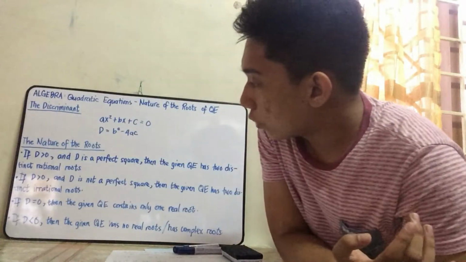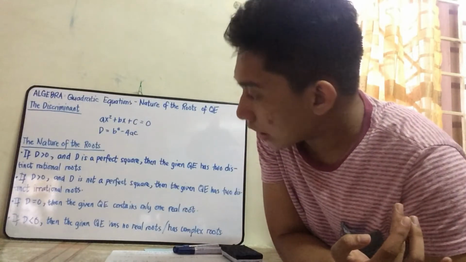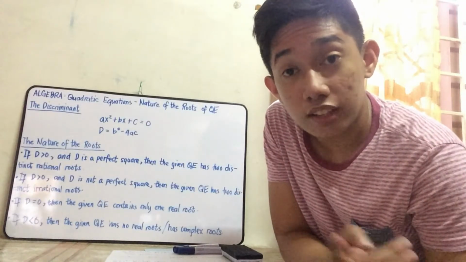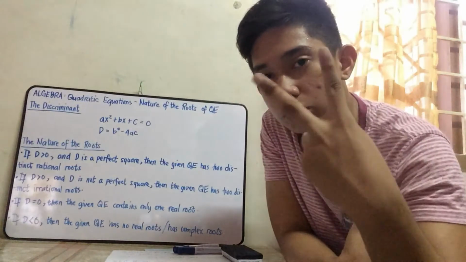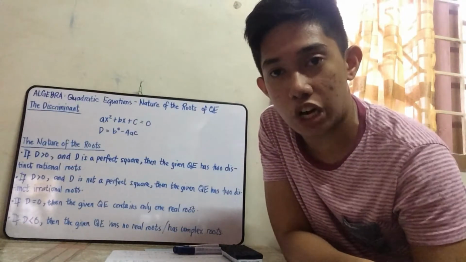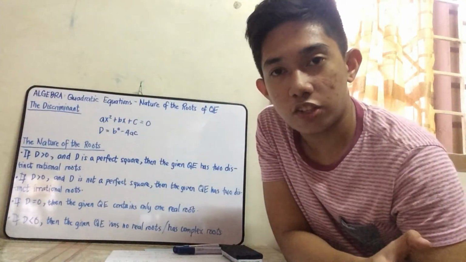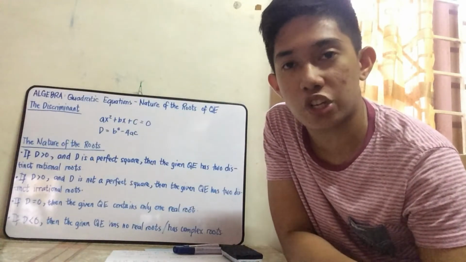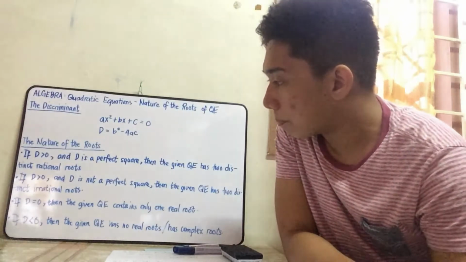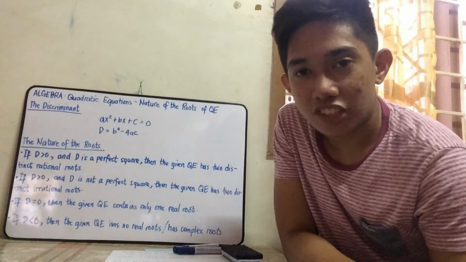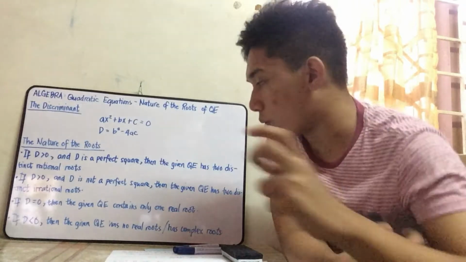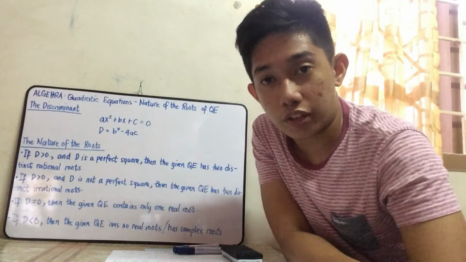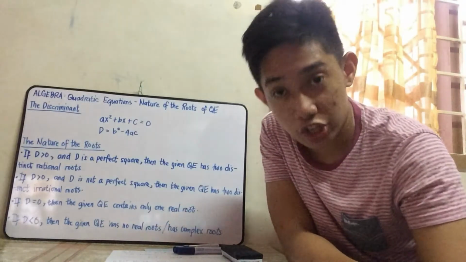Okay? So for the second one, if your discriminant is greater than 0, pero hindi perfect square yung discriminant mo, then you will expect still distinct roots, pero irrational roots naman po. So it means, you will expect a square root, basta all about irrational. So third, if your discriminant is exactly equal to 0, you will expect just one root of a quadratic equation.